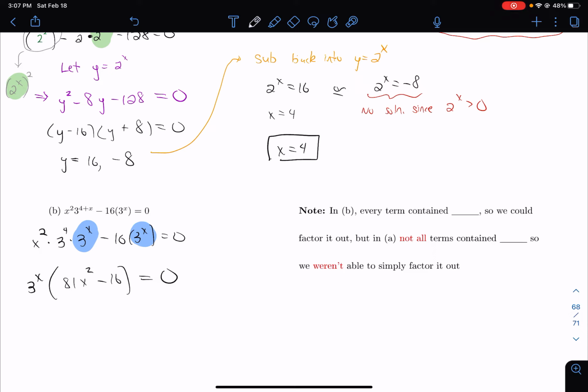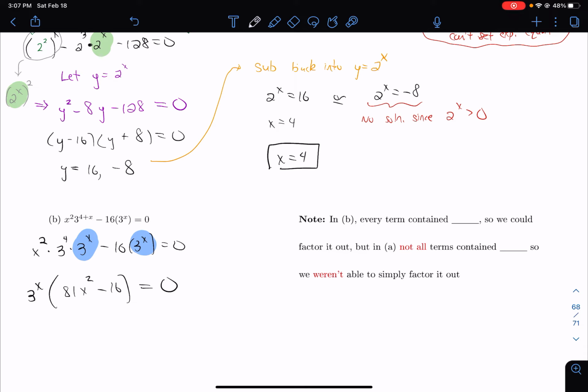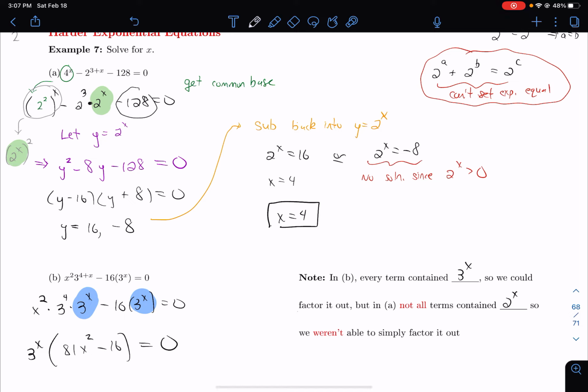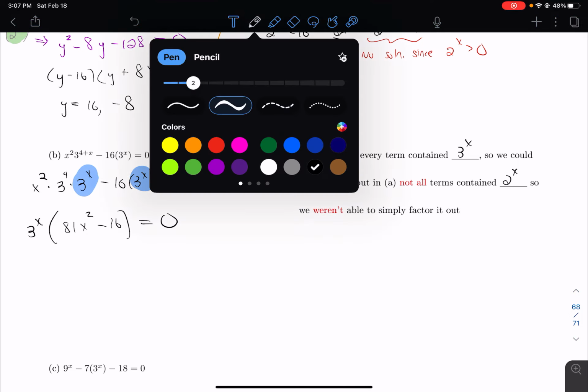So quick comment about this. How come in B I am factoring out that 3 to the x, but in part A I didn't factor it out, I substituted for it? So in B, every single term contained 3 to the x, so we could factor it out. But in A, not all of the terms contained 2 to the x, so we weren't able to simply factor it out. Like this very last term, that minus 128, that didn't have a 2 to the x. That's why factoring it out of everything wasn't going to be helpful in A. Okay, all right, so part B, let's keep going with this.